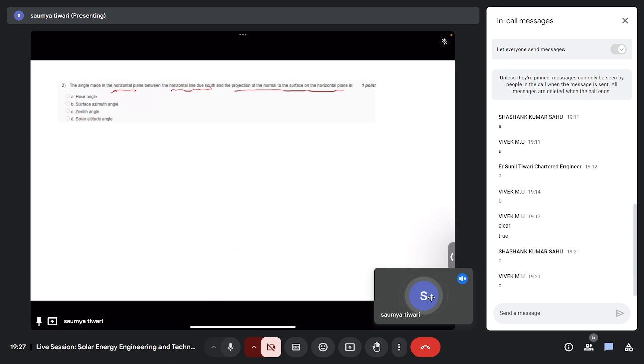Okay, I'm not seeing any answer to this question. Since we have not much time left for this session, I will quickly discuss this question because we have some numericals ahead, which will require more time. The correct answer is option B, surface azimuth angle.